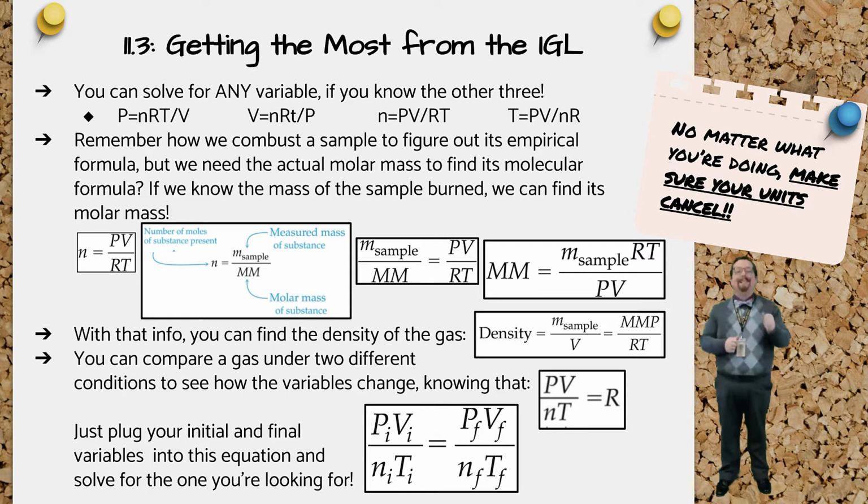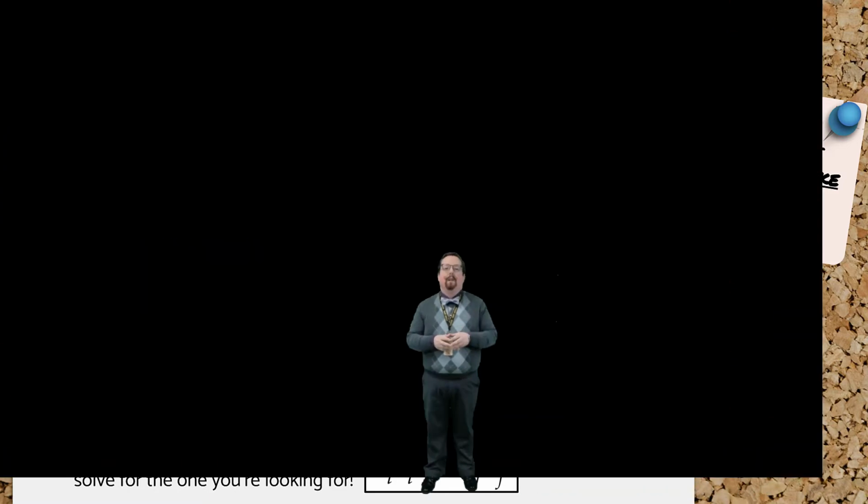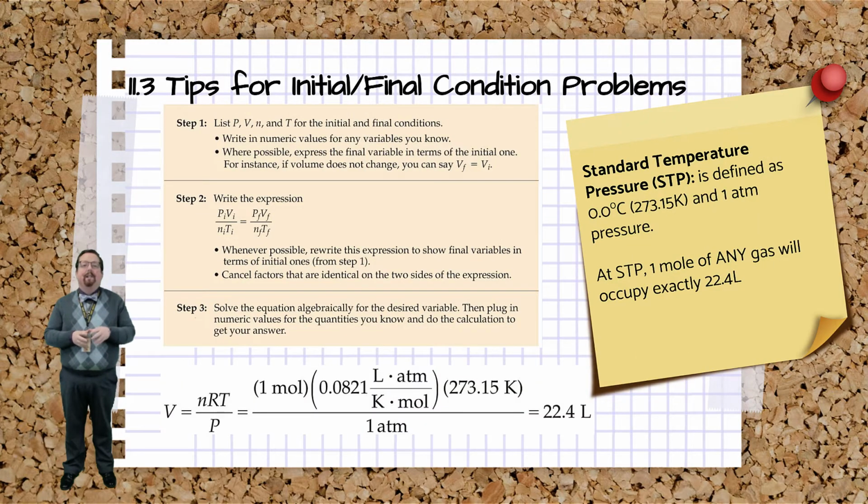If we consistently used our 0.0821 liters atmospheres per mole Kelvin for R, we have to make sure that our volume is in liters, our pressure is in atmospheres, n is in moles, and temperature is in Kelvin. To solve the initial final condition problems, first list all of the P, V, n, and T values that you're given for both the initial and final conditions.